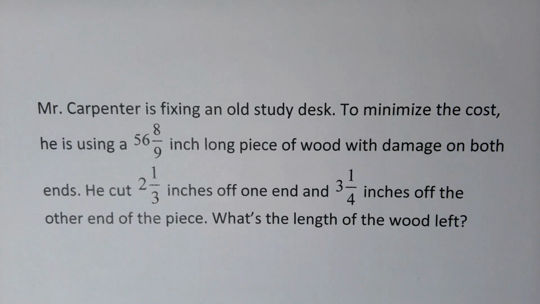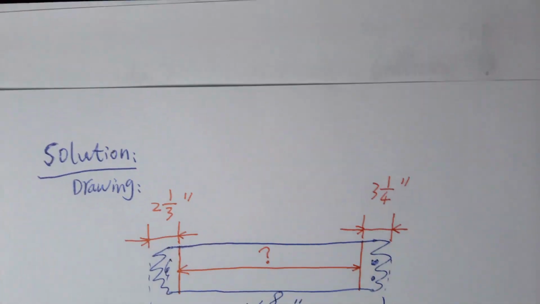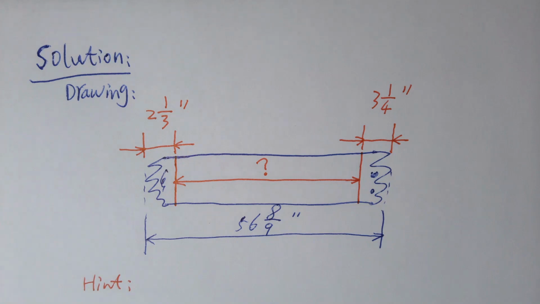In order to solve this problem, we try to make a drawing to help us. Here is the drawing that I prepared. If you look at the drawing, it basically illustrates all the information we have from the problem. The original length of this damaged wood piece is 56 and 8/9 inches. The 2 dots here, or double prime, is for inch. We know that's a unit for length.